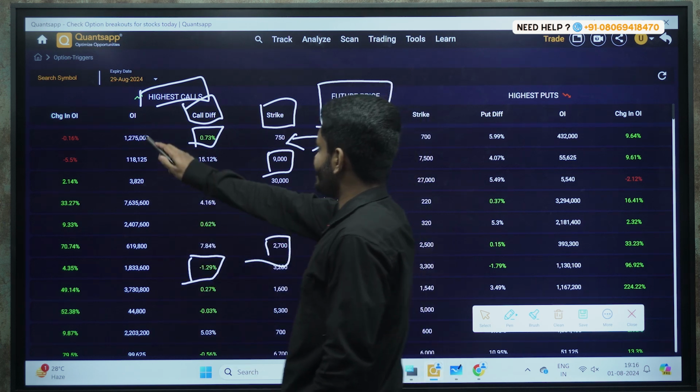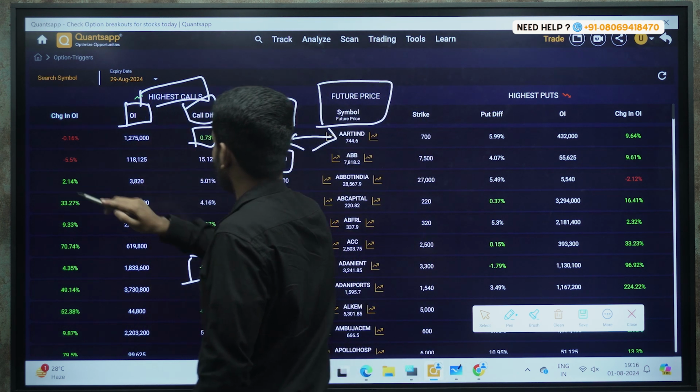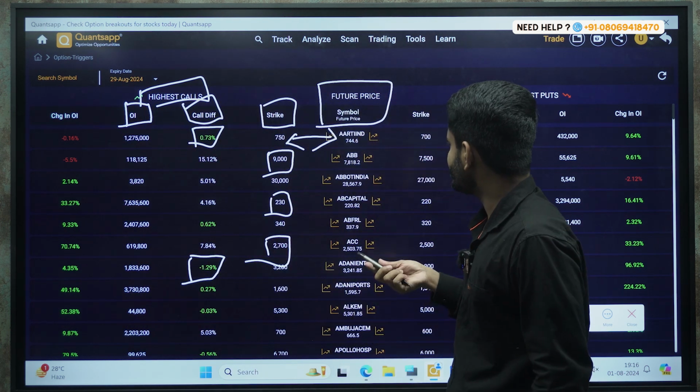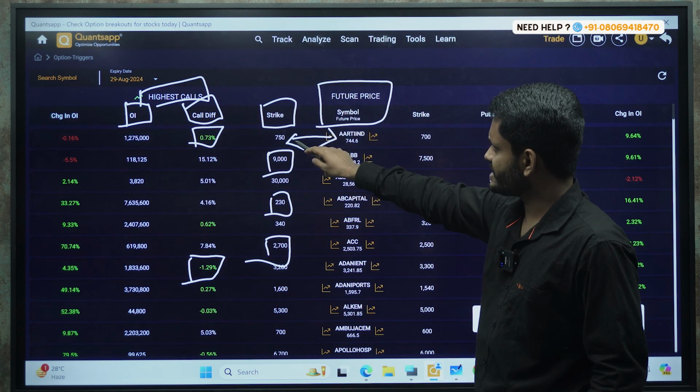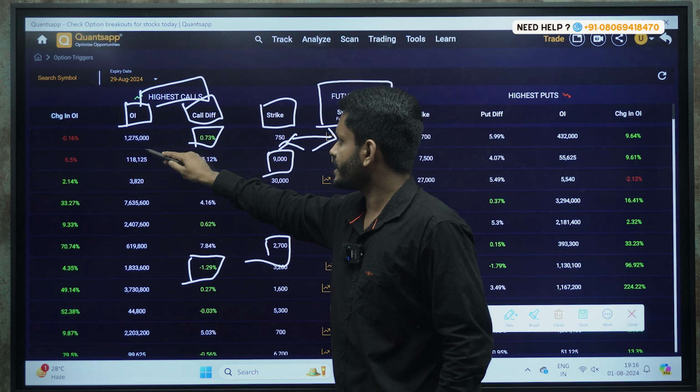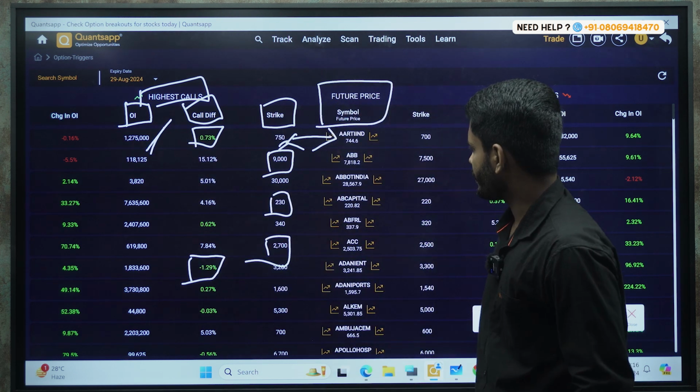Okay, and open interest is self-explanatory. I need not explain much about open interest. What it says is how many contracts are open, say for Aarti Industries at the 750 strike. That is 12,75,000 contracts open.